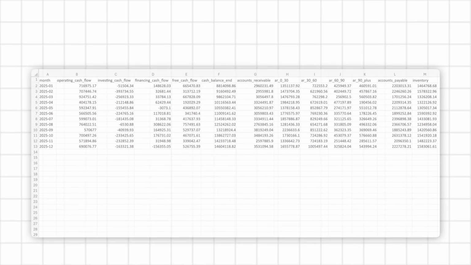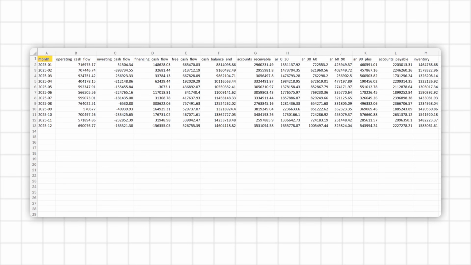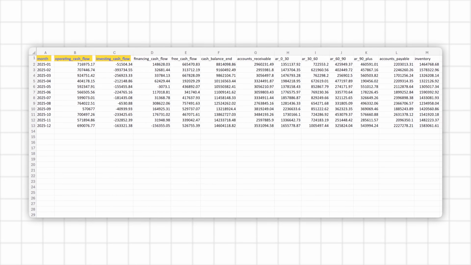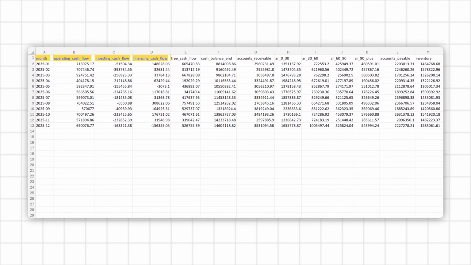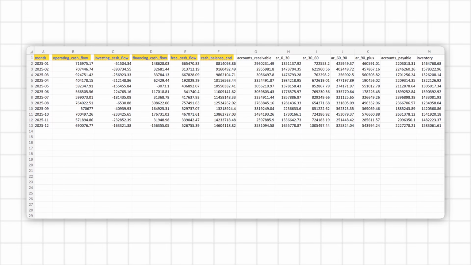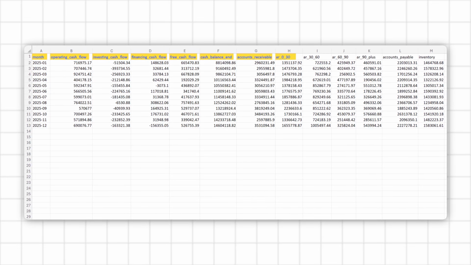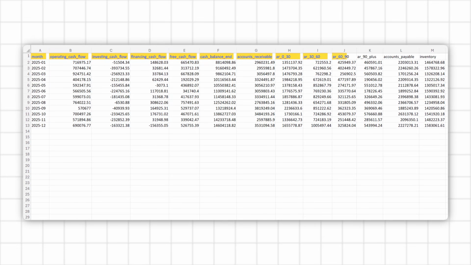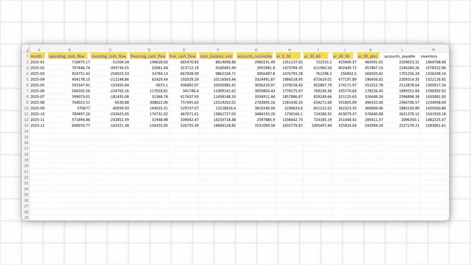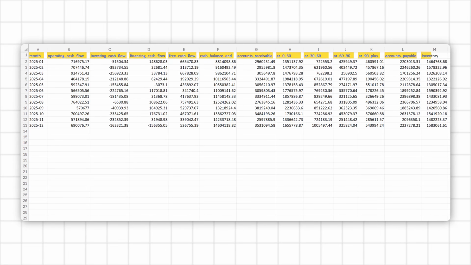The dataset is a monthly cash flow file with operating, investing, and financing cash flows, free cash flow, end of month cash balance, accounts receivable with aging buckets at 0 to 30, 30 to 60, 60 to 90, and 90 plus days, accounts payable, and inventory.